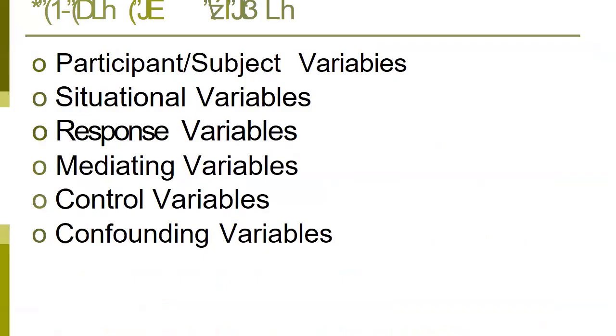Participant variables, subject variables, situational variables, response variables. These are the types of variables. Mediation variables: there are so many mediating variables in your study. One is the control variable, and the last one is confounding variables. These are very important types of variables. When you are planning the study, all variables should be controlled. Otherwise, your findings will definitely give results in a wrong direction.